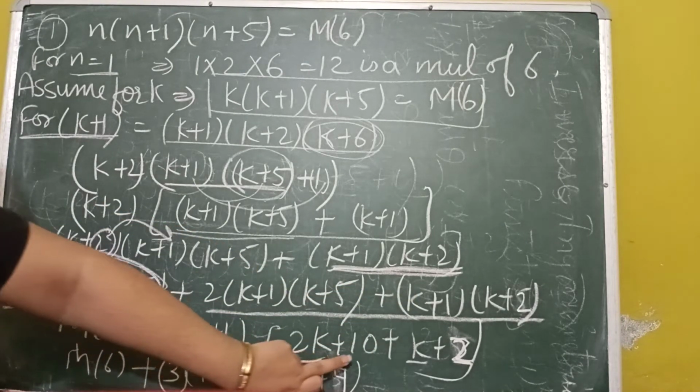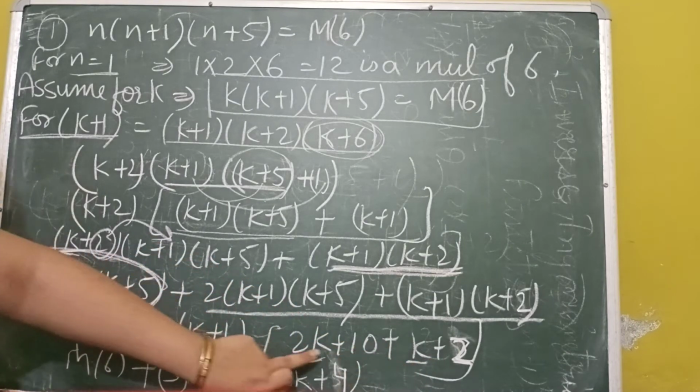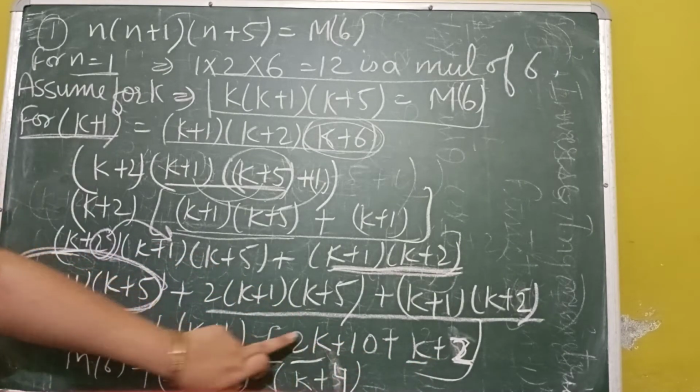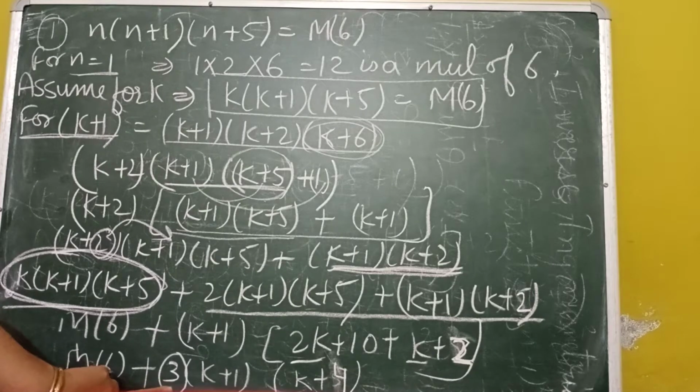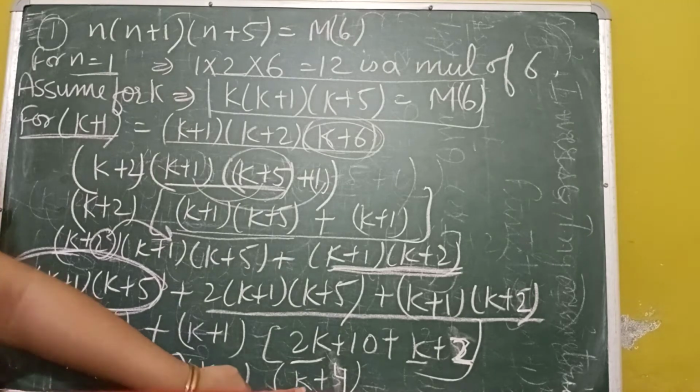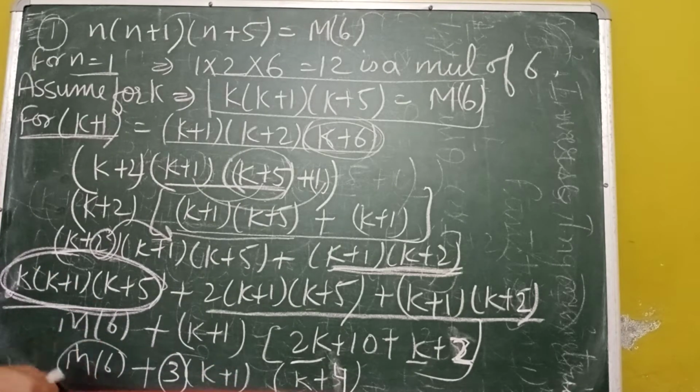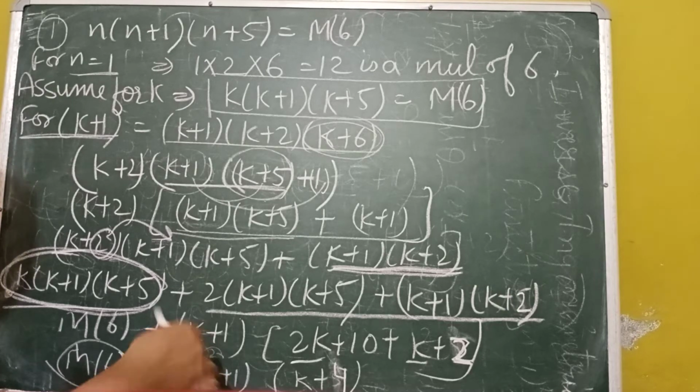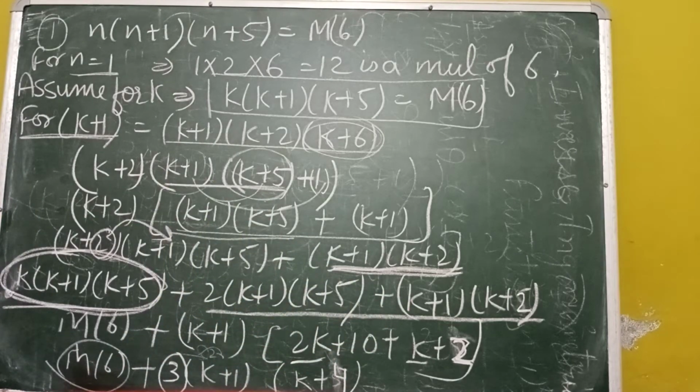Inside it's 2k plus 10 plus k plus 2, that is 3k plus 12. From that I have taken 3 common outside, so it's 3 into (k+1)(k+4). And as the other part was already a multiple of 6, here also it is 3. What do we need to make it a multiple of 6? We need 1, 2, and if any extra number is also there then it's also fine.